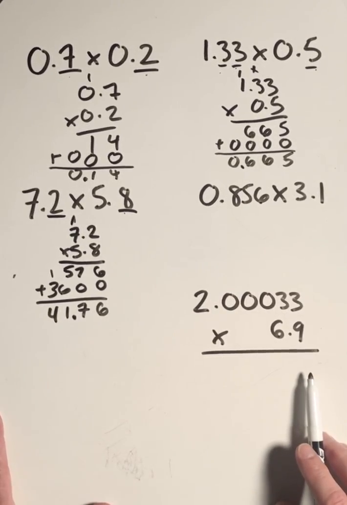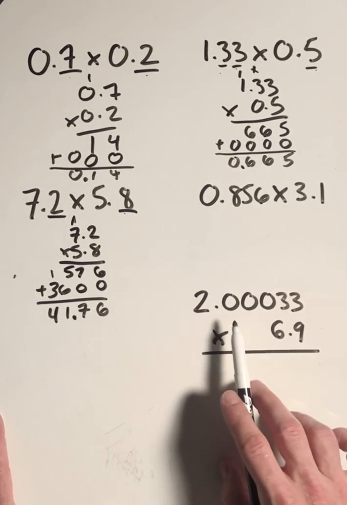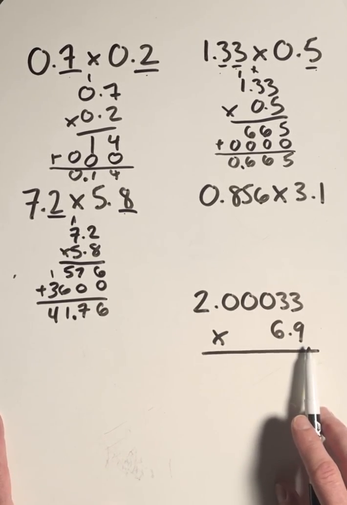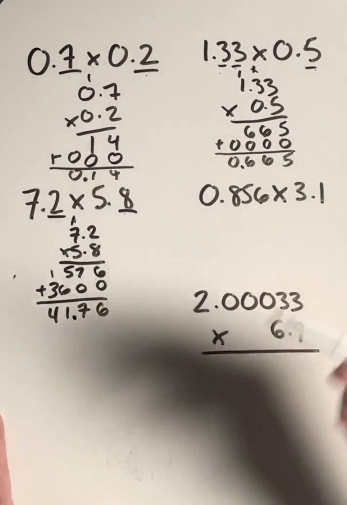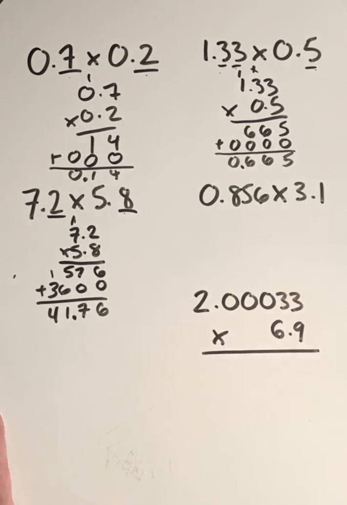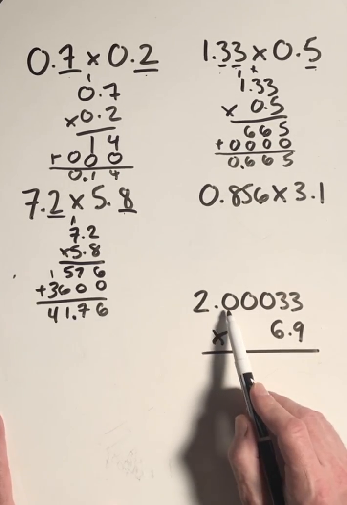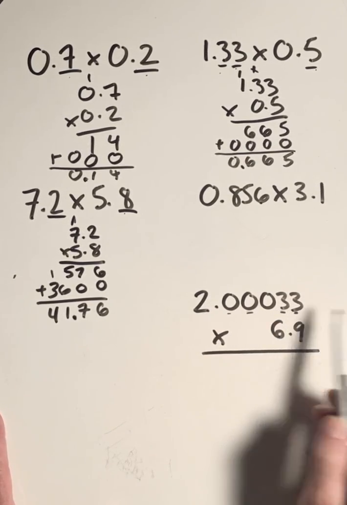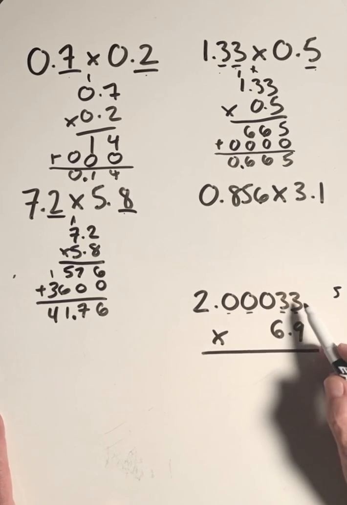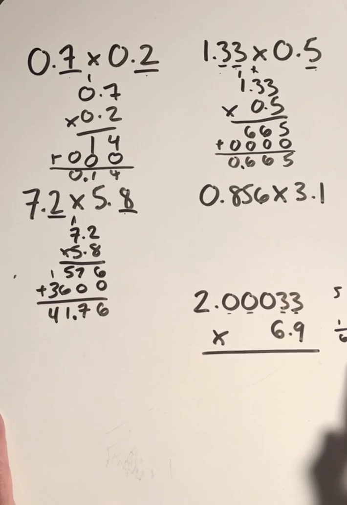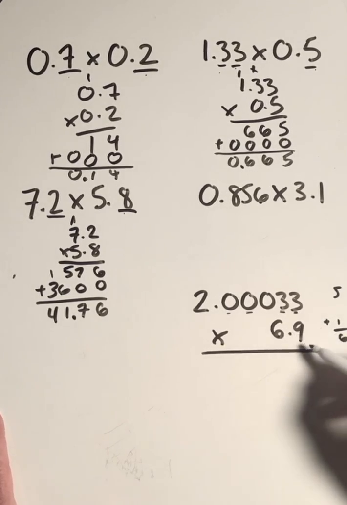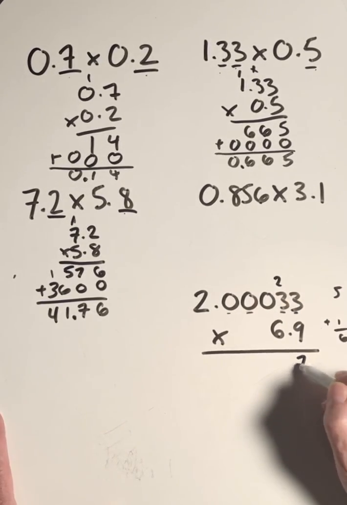I'll look at this one next. I have a rather large decimal and a rather small decimal, keeping in mind that I don't need to line these decimal points up. Just multiply as normal and account for the number of places later. I have 1, 2, 3, 4, 5 to the right of the decimal point here, and 1 to the right of the decimal point here. So that's a total of 6 digits I'm going to have to the right of the decimal point in my answer.